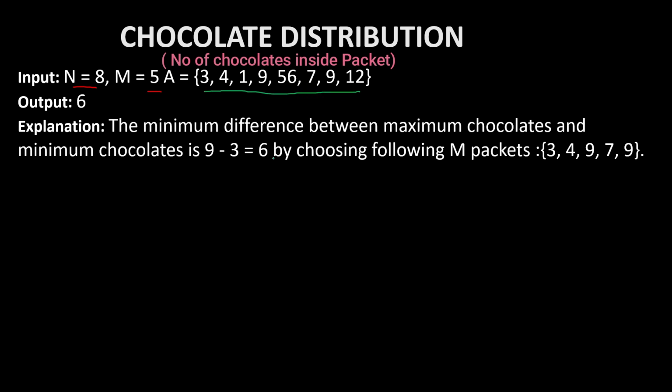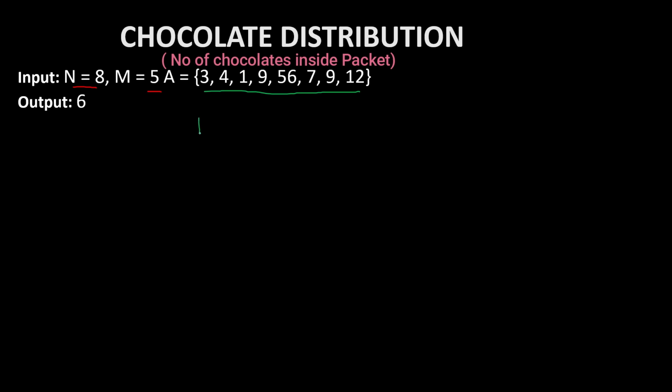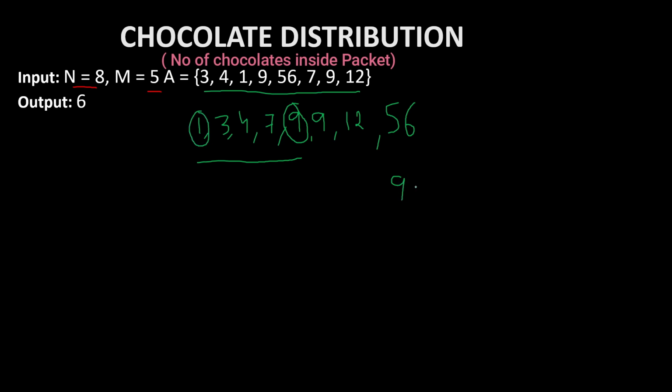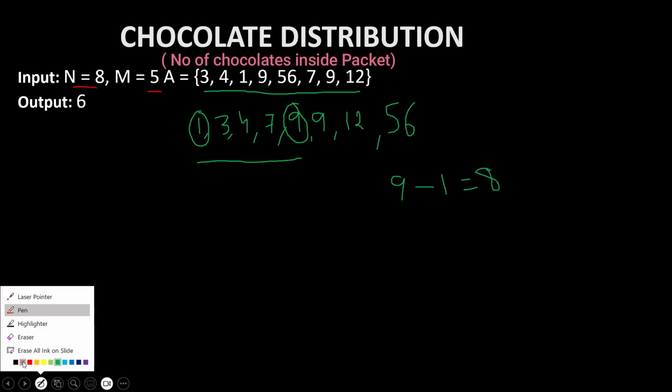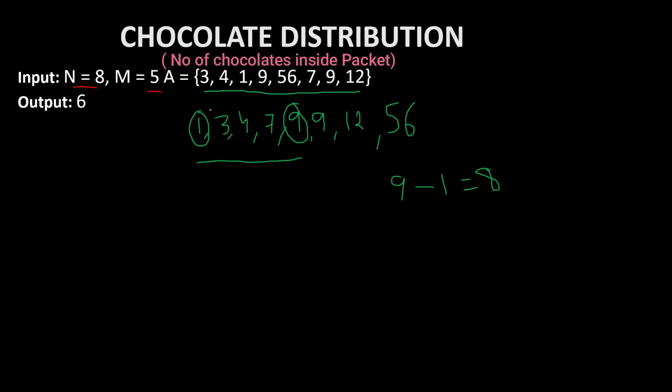After sorting this array we get these values. So what the question is saying is we have to give 5 packets to children, and in those 5 packets we have to find a subarray of 5 where the maximum element of the fifth group is 9 and the minimum element of that group is 1. Their difference, 9 minus 1, is 8 here, right? Similarly we have to find all other subgroups.